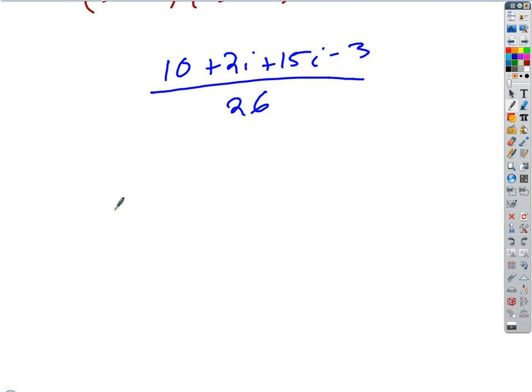So 10 minus 3 is 7 if I combine the real parts. So 7 over 26. 2i plus 15i is plus 17i over 26. That's my answer. The 26 just gave me the common denominator, unless I can reduce one of those, but I can't here. Make sense? Okay.